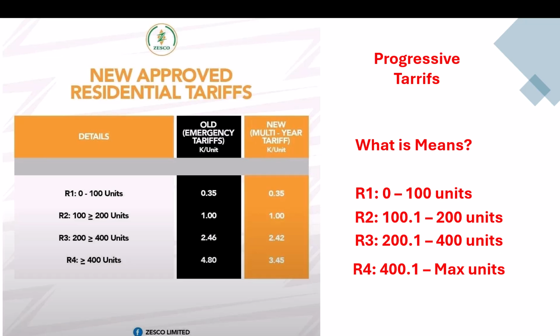In Band 1, 0 to 100 units, 0.35 Zambian kwacha per unit. Above 100 units, but less than or equal to 200 units, 1 Zambian kwacha per unit. Above 200 units, but less than or equal to 400 units, 2.42 Zambian kwacha per unit. Above 400 units, that is 3.45 Zambian kwacha per unit. This was covered in the first part.